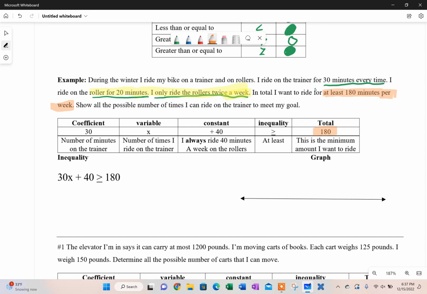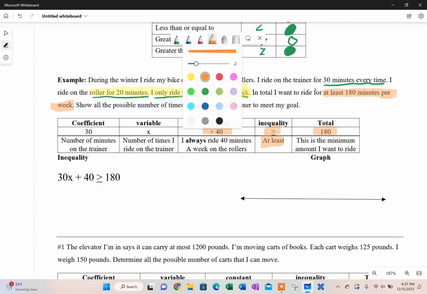Now, because of that, I can ride more than 180 minutes. I can actually ride 180 minutes, so it has to be greater than or equal to. All right, and the key word here was at least. You might be wondering where this 40 came from. Well, it's because I always ride twice a week on the rollers, and that's 20 minutes a time. So I ride for 40 minutes every week, regardless of how many times I ride on the trainer.